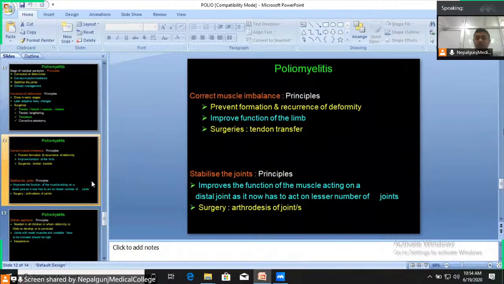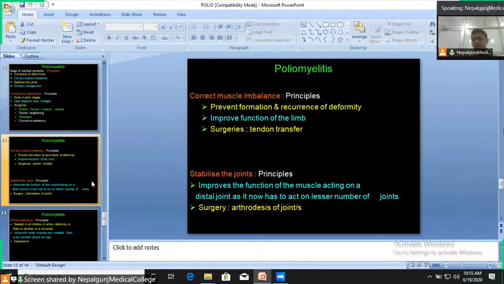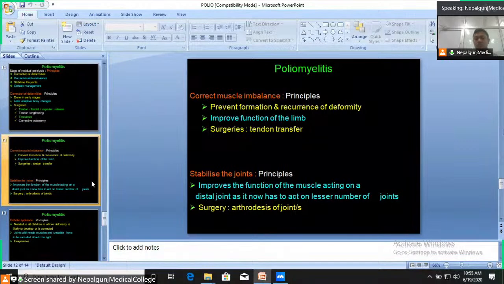The second principle in the treatment of poliomyelitis is correcting muscle imbalance. We try to correct the muscle imbalance so that we prevent the formation and recurrence of the deformity. We improve the function of the limb. The surgery that can be conducted is tendon transfer: we supplement the weaker muscles with the tendon transfer, and so we can correct the muscle imbalance.